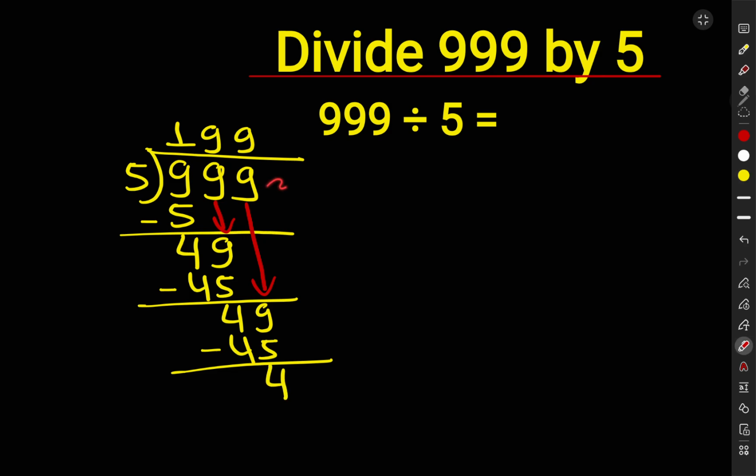So now we have no other number to put down. So we put a decimal here, so that we put 0. So it is 40 and 5 times 8 is 40. On subtracting we get 0.